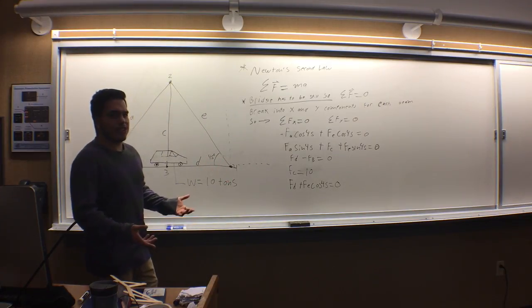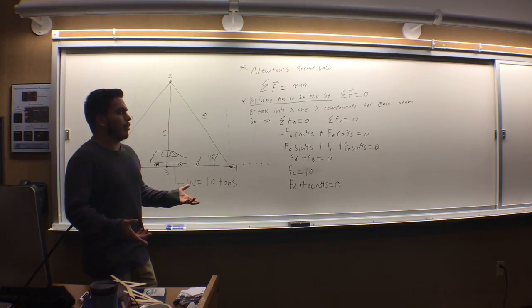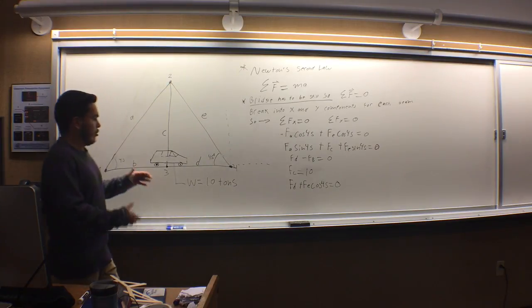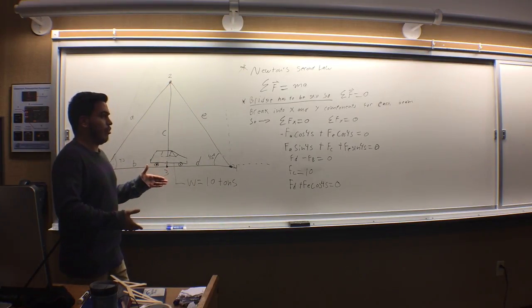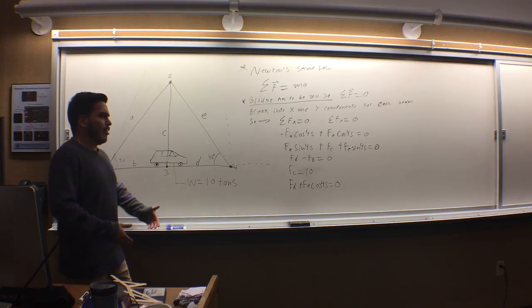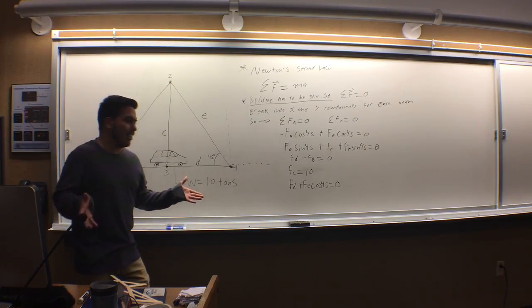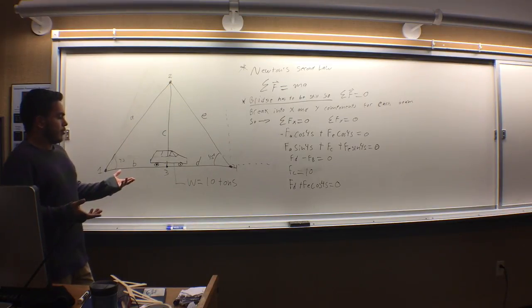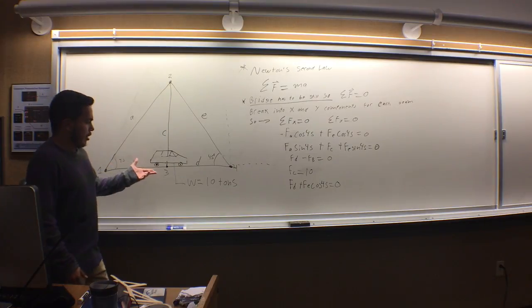But since this is a bridge, you want it to not be moving, so acceleration has to be 0. Therefore, the sum of all the forces acting on each beam has to be equal to 0. Otherwise, you're gonna have an unstable bridge and it's gonna collapse, or other things are gonna happen, and you don't want that. Alright, so let's assume that there's a car going by it and it weighs 10 tons.